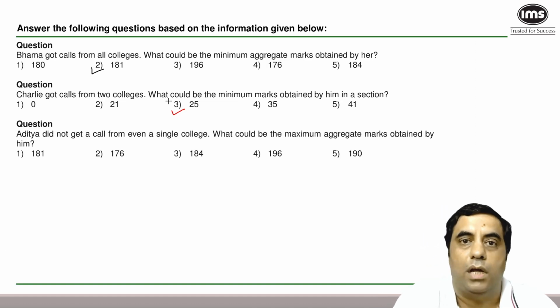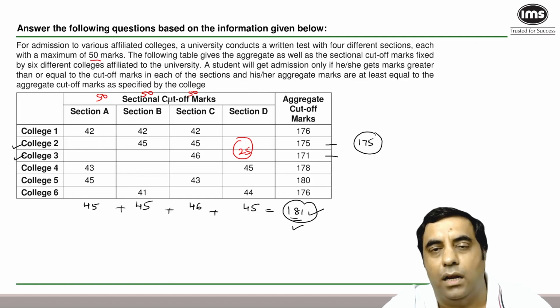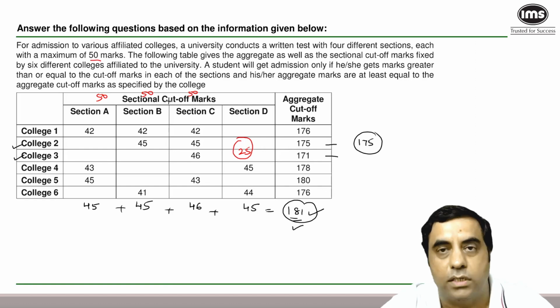Now, if you look at the table carefully, right? In section A, there are 3 colleges which have put a cutoff. For section B, again 3 colleges. For section C, it's going to be 4 colleges. Section D has got a cutoff for 2 colleges, right?